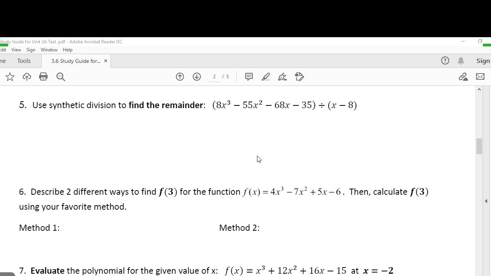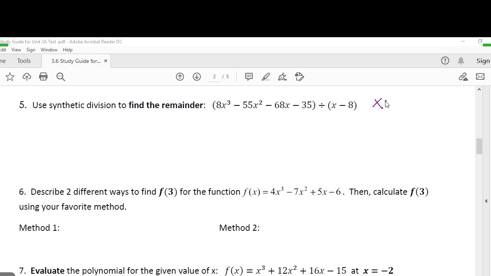All right, so now that we understand how to divide using synthetic division, what we're about to see for the rest of this review is different ways that you can use synthetic division to answer different types of questions. So this number 5 is just asking you to find the remainder. So I'm going to use synthetic division.